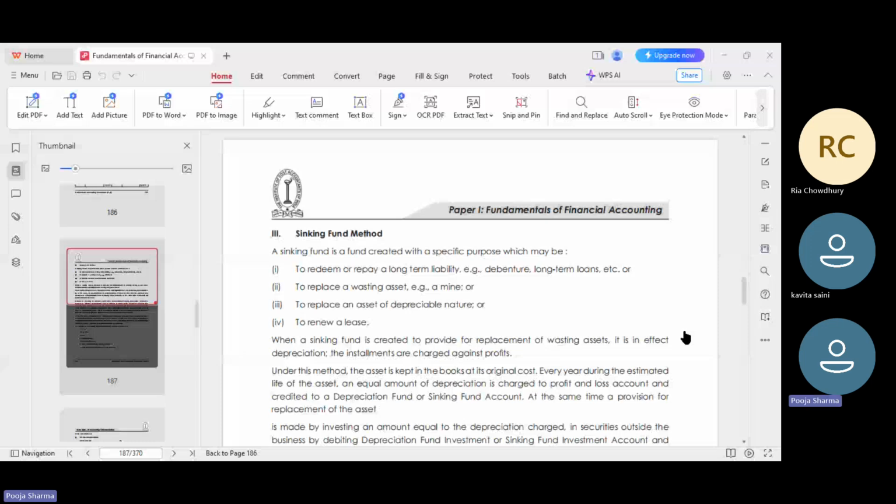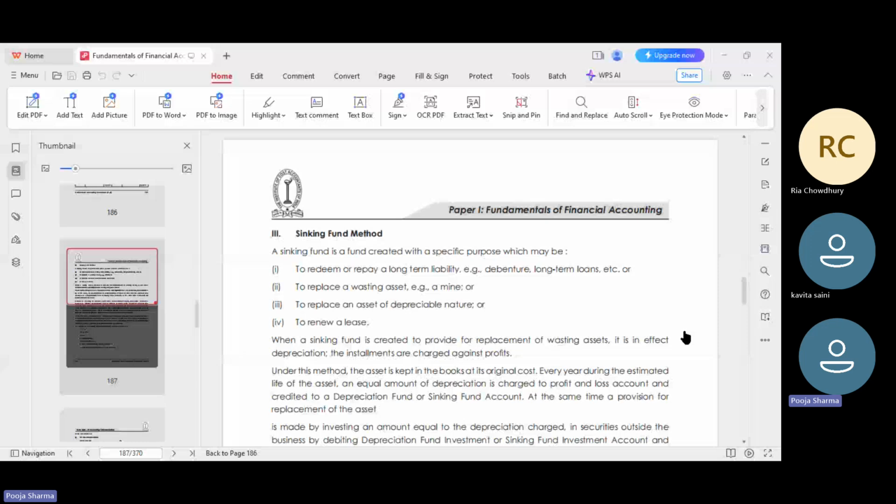So C is the depreciable amount, I is the rate of interest, which will be added to 1. If it is 5%, that is 0.05, it will be 1.05, and n is the number of years. So this is the sinking fund method to calculate depreciation.